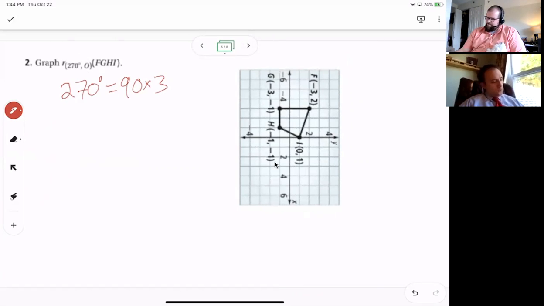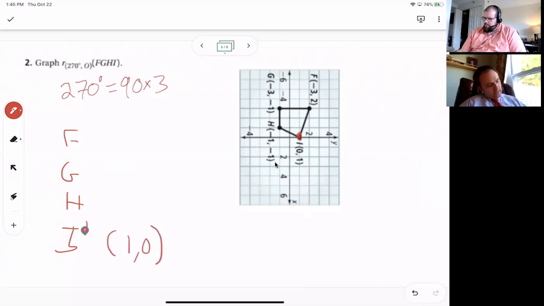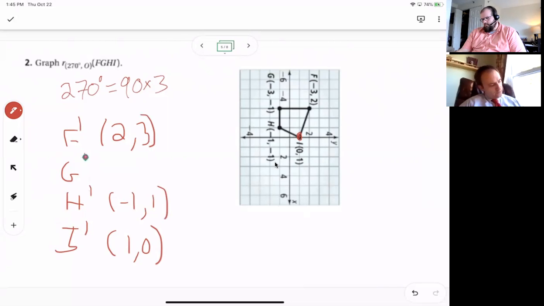Okay. Yep. So what I would now do is write down the points. So I have F, G, H, and I. So I is now at the point 1, 0. And I suppose I should call it I prime. F is at the point 2, 3. I suppose I should call that F prime. H is -1, 1. And then G is -1, 3.